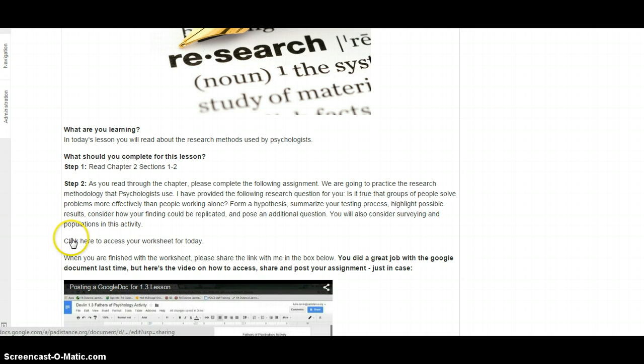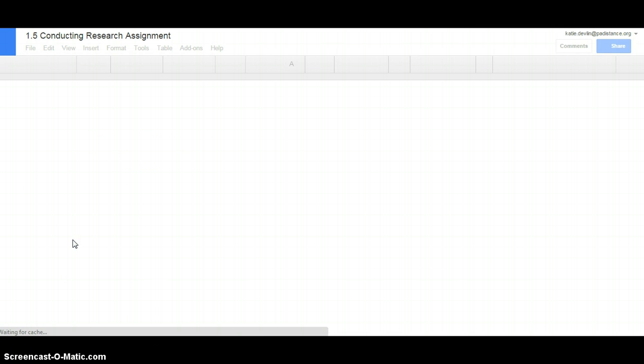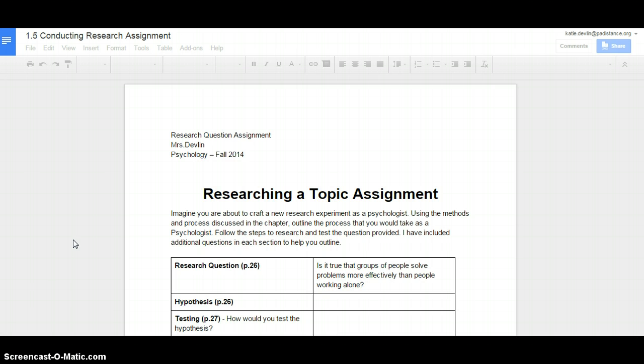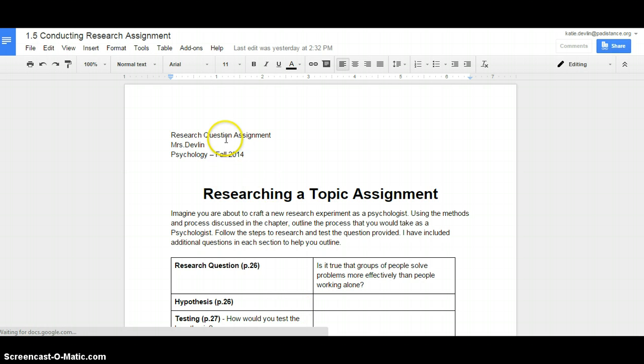So if we take a look at our worksheet for today, here's what I basically need you to answer. So imagine that you are about to craft a research experiment as a psychologist. Using the methods and processes discussed in the chapter, outline the process you would take as a psychologist. Follow the steps to research and test the question provided. I've included additional questions in each section to help you outline as well. So, our research question here is, is it true that groups of people solve problems more effectively than working alone?